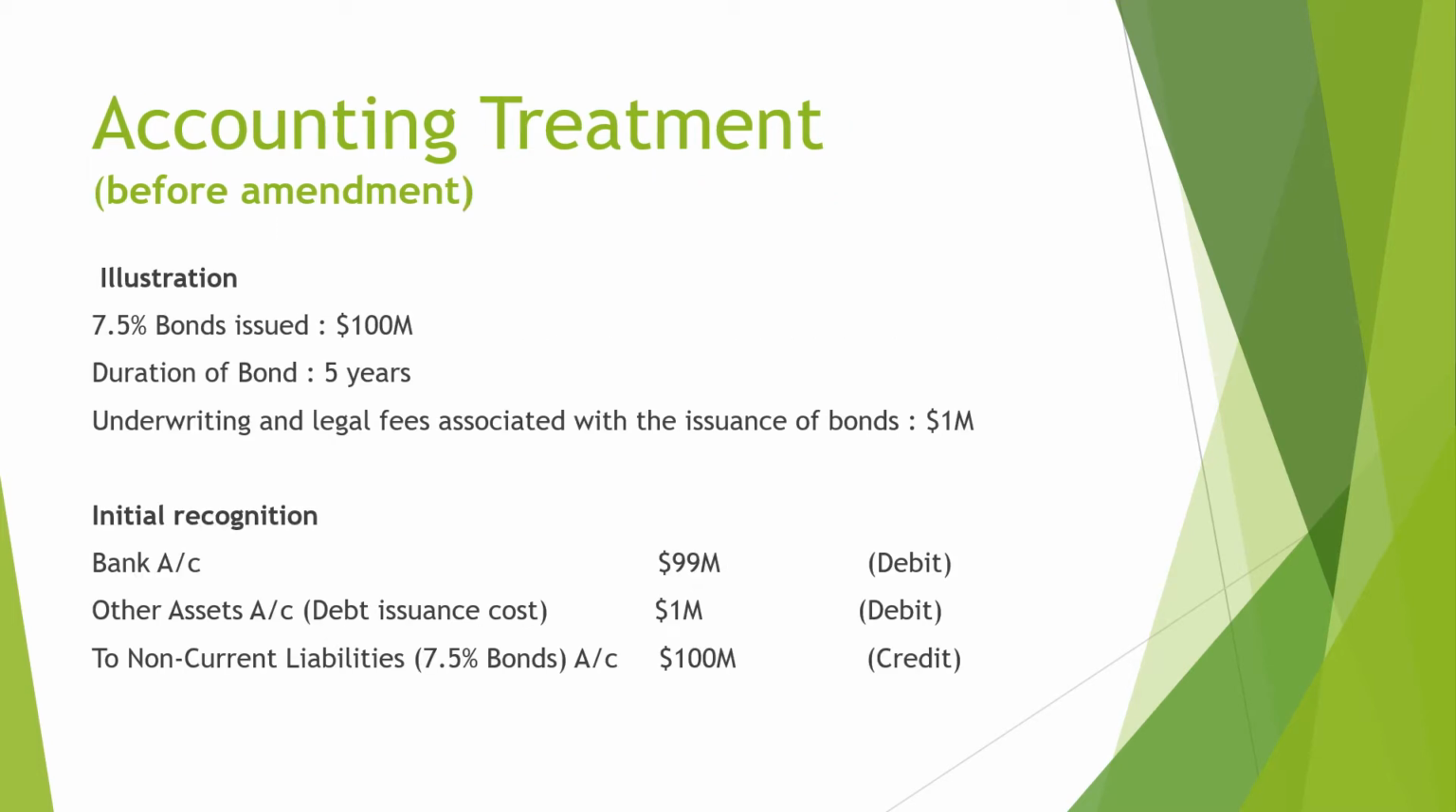Now let us have a look at an illustration. A company issued 7.5% bonds with a face value of $100 million. The duration of the bond is 5 years. Underwriting and legal fees associated with the issuance of the bond are $1 million. As initial recognition, we will debit bank by 99 million. We will debit other assets, debt issuance cost, 1 million, and will credit non-current liabilities, 7.5% bond, with 100 million.